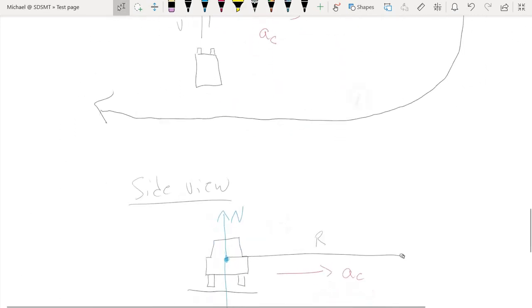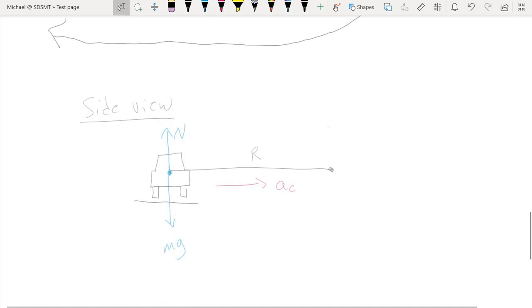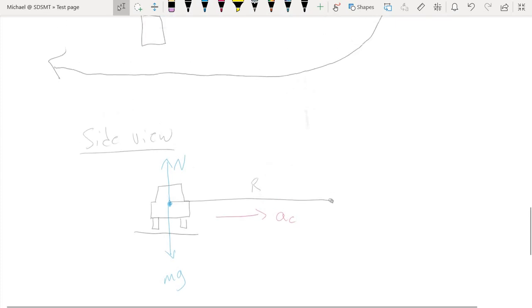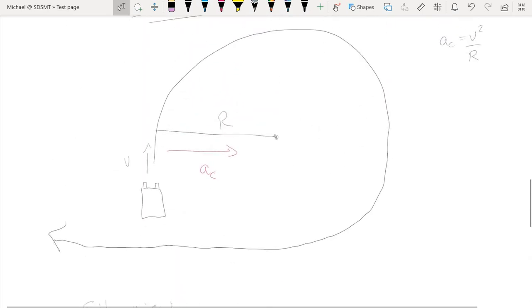So let's talk about the friction. And I'm gonna use this side view to help us with this idea. Well, actually, I take that back. Let's go to the overhead view.